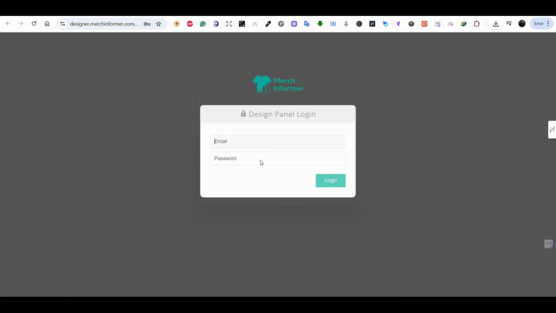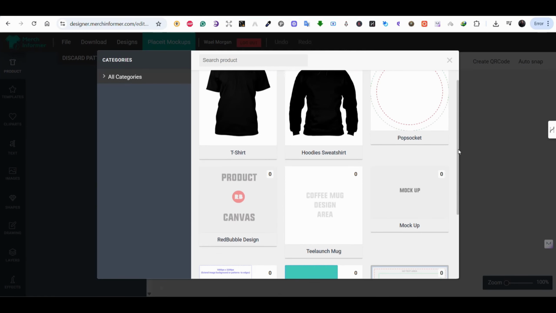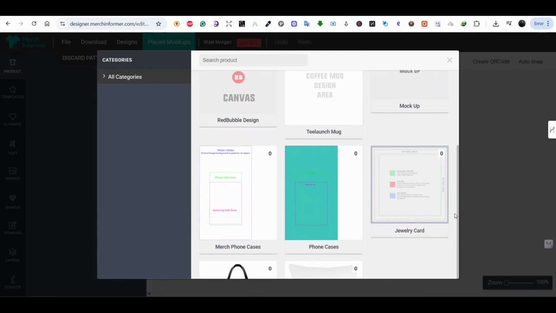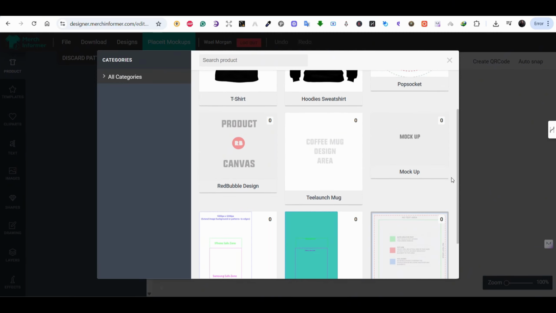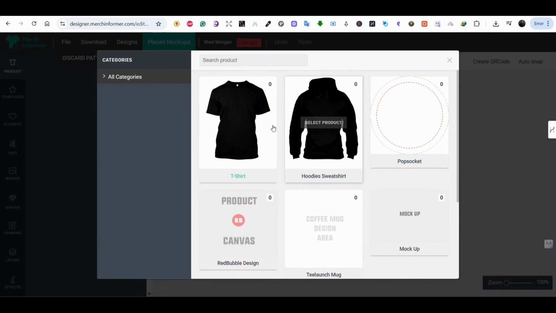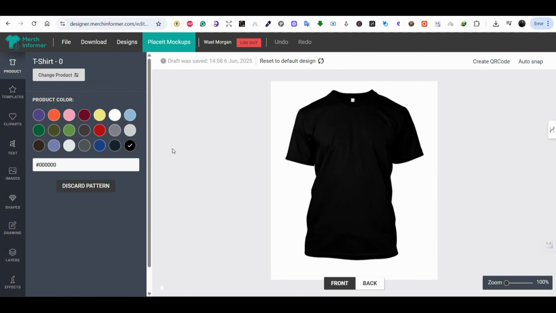So just press on the Merch designer, log in using your information, and this will take you to an online design tool on Merch Informer. The platform has a couple of products that you can design on. For the sake of this video, I'm going to select the t-shirt. You can change the color of the t-shirt from the left menu. It's a very simple tool. The main menu is on the left.